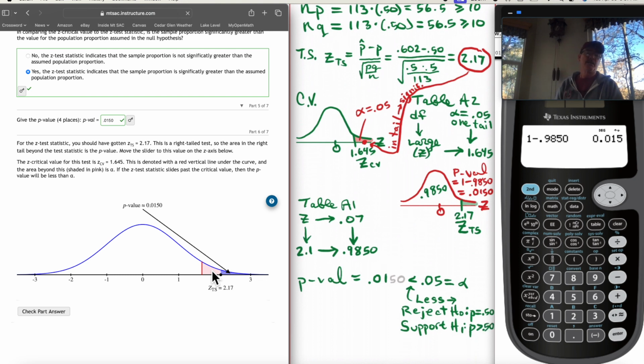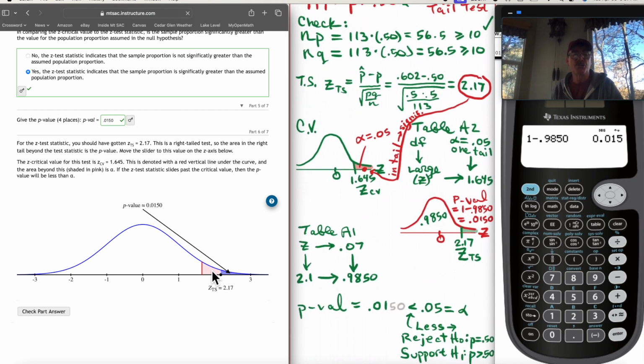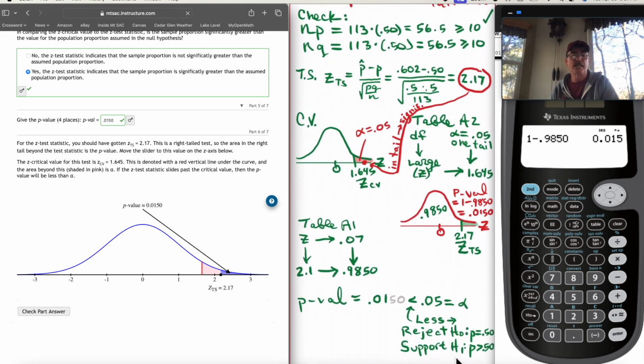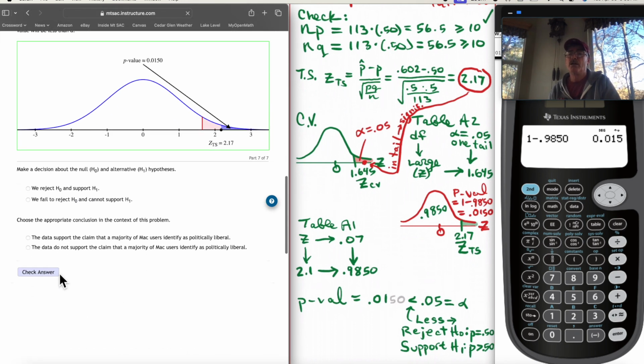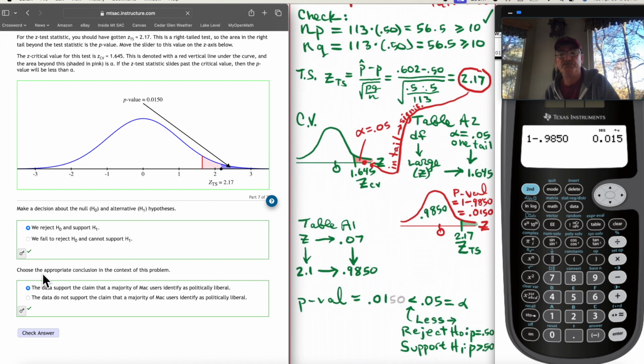Okay, so I'm going to pick a conclusion that says we support the claim here, H1, the claim that the proportion of, I think, Mac users that are politically liberal is greater than 50%. So I think that's what we'll be answering shortly here. We rejected the null hypothesis and supported the alternative, right? Reject H0, support H1. And the data support the claim that a majority, that's the more than 50% claim, of Mac users are politically liberal. That should be fine. Okay, so that's that one.